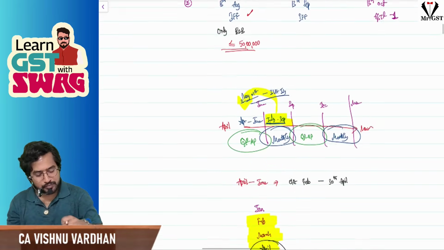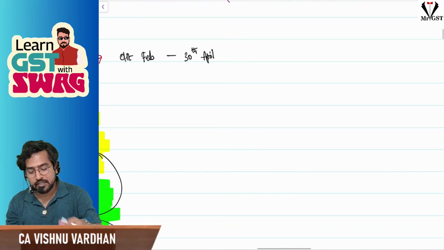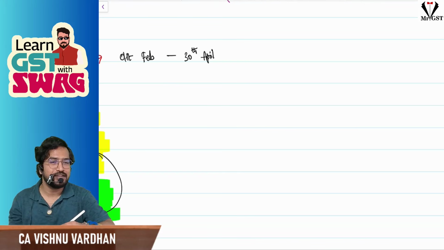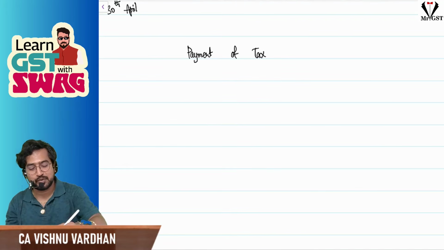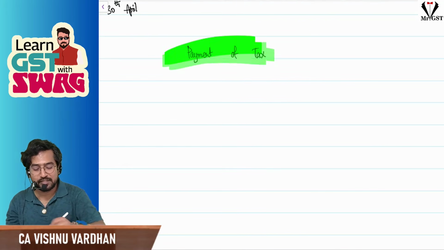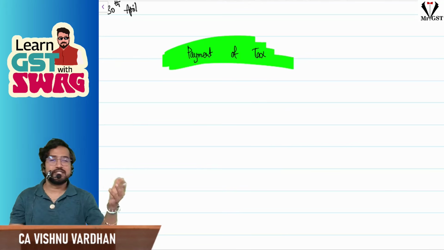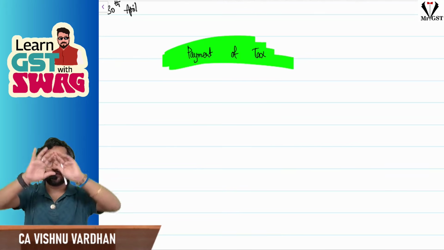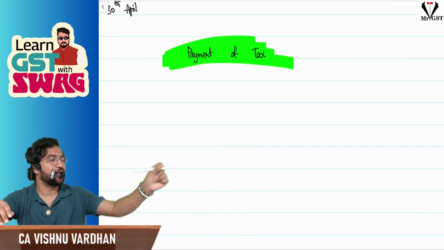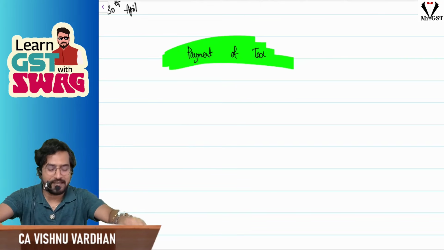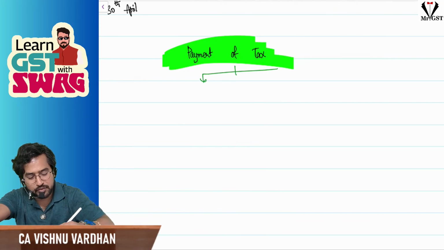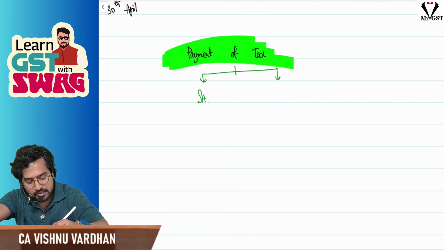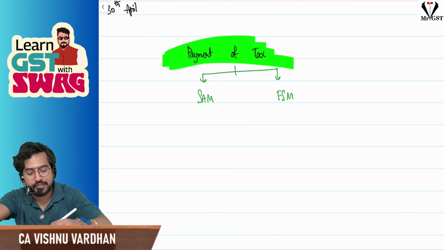Okay. Now the another crazy part is payment. Last one. Payment of tax. Now you understood how useless point is this. Now listen. Payment of tax. How many options you have? Two options. What are the two options? SAM and FSM. So let us talk about SAM.